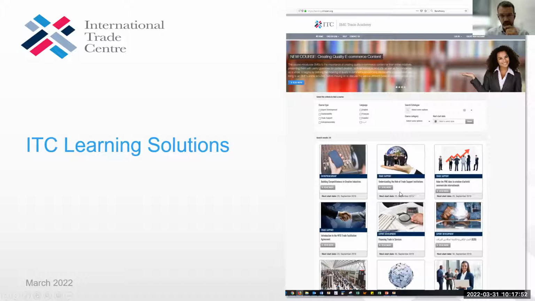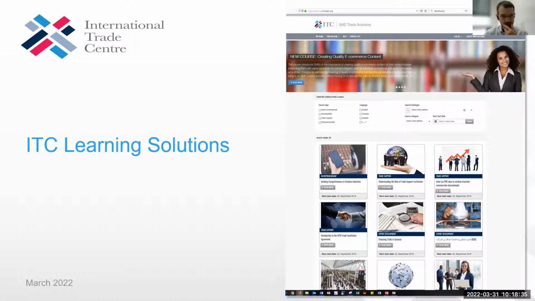Oh yeah. So I'm just explaining the type of courses that are on the catalog for the moment. As I said, we are supporting mainly SMEs, but also the trade support institutions themselves. Here you have one course which is about understanding the role of trade support institutions. It's written in small, that's why, but also topics for policymakers. Here is introduction to the WTO trade facilitation agreement. We have courses on financing trade services, export development. This one course is in Arabic.